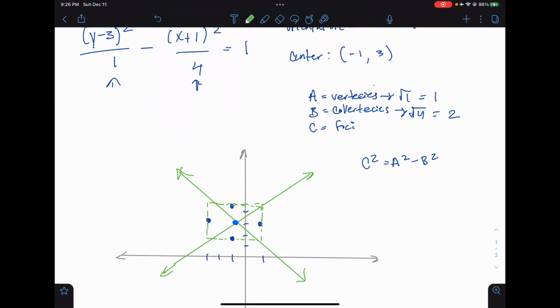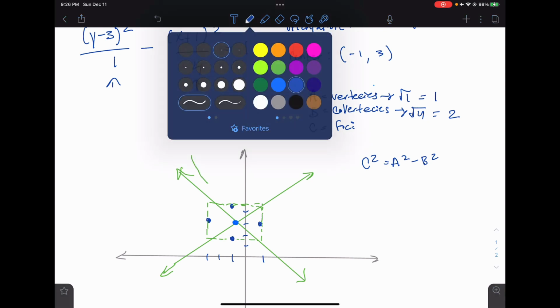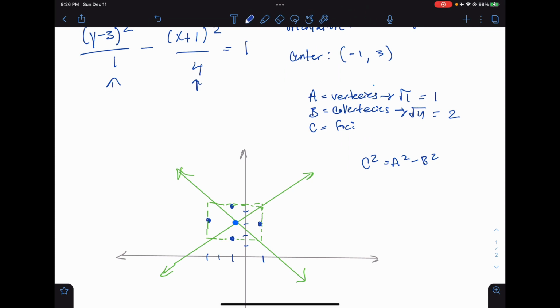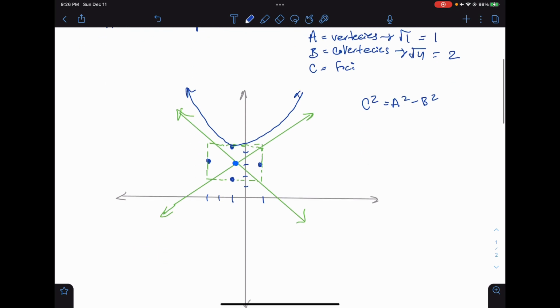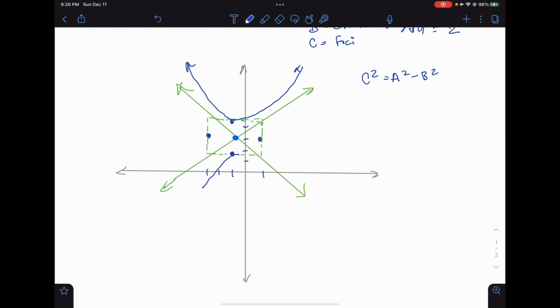So what we know is the hyperbola touches here, and it goes out and never touches those asymptotes. Same with on the bottom there. Like so. And yeah, so there's that.